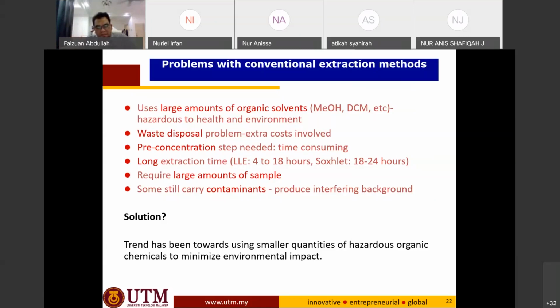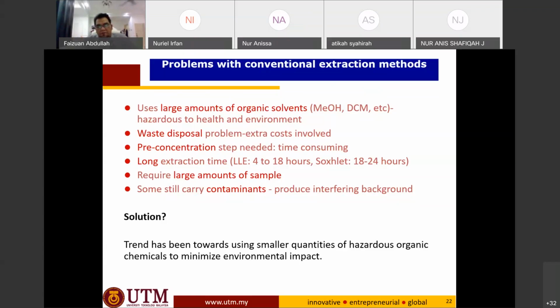And then we have a long extraction time using Soxhlet, and it requires a large amount of sample also, right? Not only a large amount of solvent, but also a large amount of sample. And some still carry contaminants. We produce interfering background in our analysis, right? That background that disturbs our analyte actual peaks in the chromatogram. So the solution is a trend has been to use less chemicals to minimize the environmental impact.